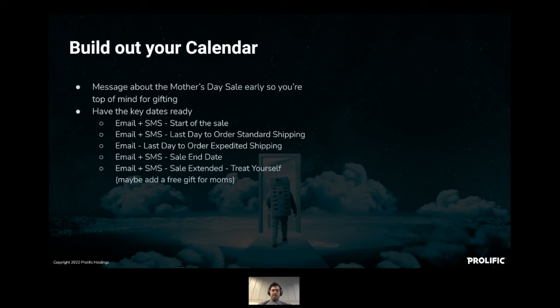Let's just go ahead and dive into email and SMS. The first thing that you're really going to want to do is just build out your calendar so you have these specific dates in mind.